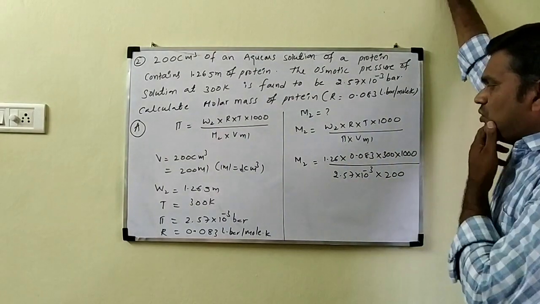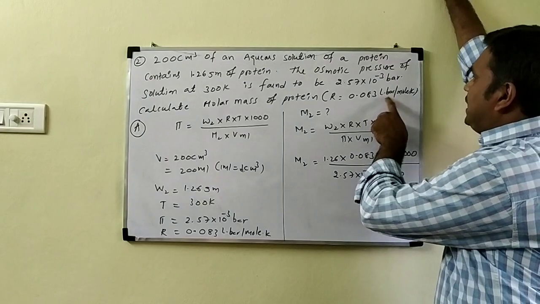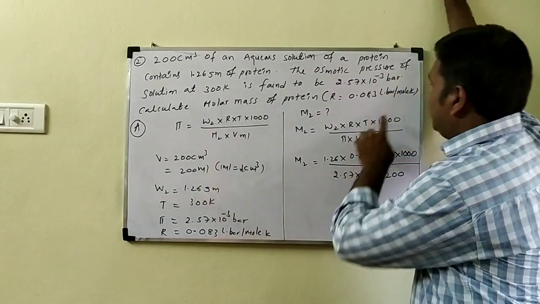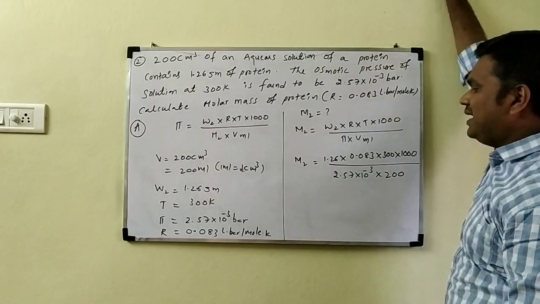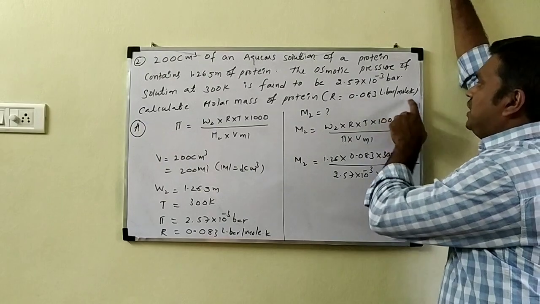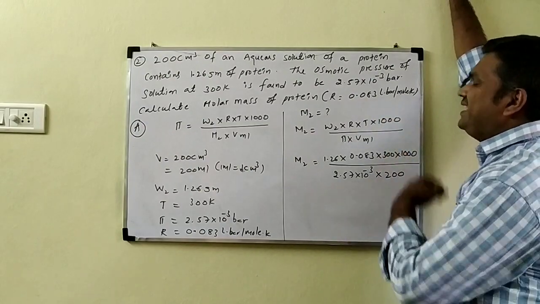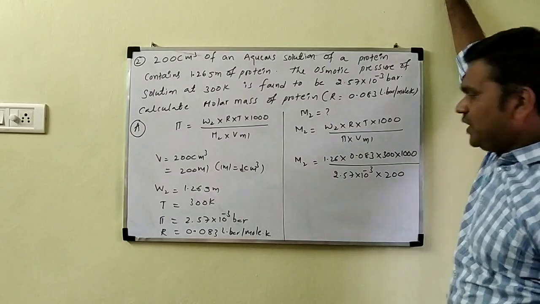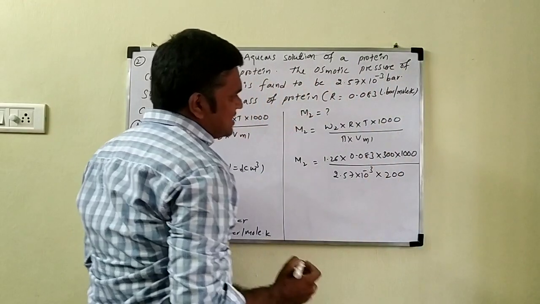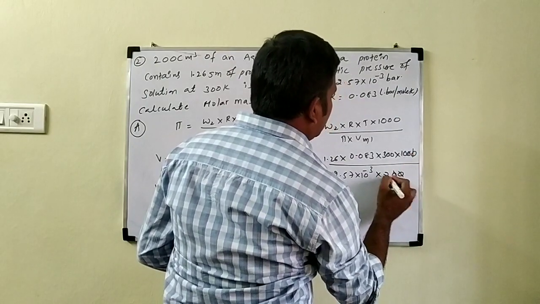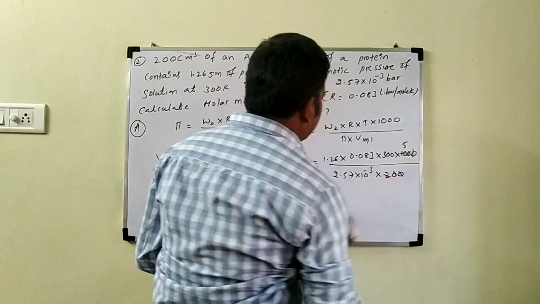Now you can see the units here. R units we have liter bar per mole Kelvin, and the unit of osmotic pressure is bar only. So bar and bar cancel. Temperature is in Kelvin, so Kelvin will cancel. Finally you will get liter per mole, or you can say gram per mole. That is the final unit. Now let us see the calculation part. Here 0 0 cancel, here 0 0 cancel, here 2 cancels 5 times.